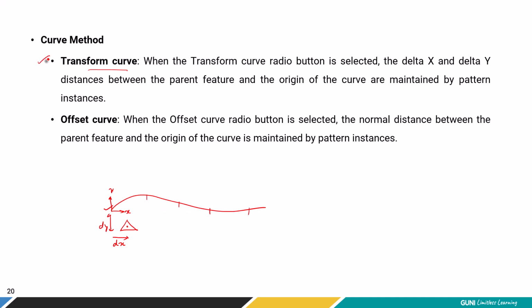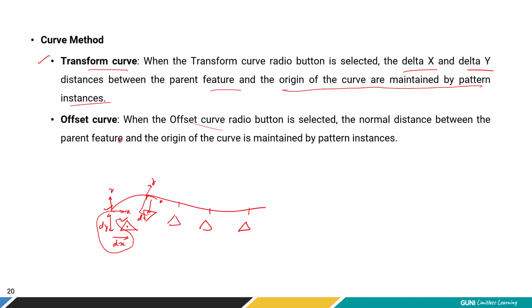When you choose the transform curve option with the align methods, sometimes you'll find that the triangle is not oriented the way we want, but the purpose is to maintain delta x and delta y as with the seed feature. So the distance will remain the same for each one. Here you'll find that the outcome is not like a normal pattern. So when the transform curve radio button is selected, the delta x and delta y distance between the parent feature and the origin of the curve are maintained by the pattern instances.